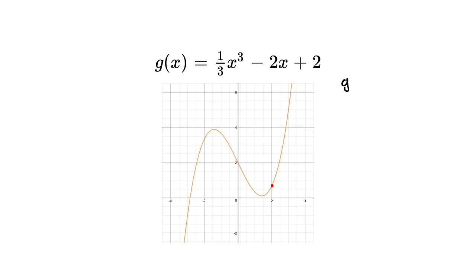g prime of x is equal to x squared minus 2. And we saw that our g prime of 2 is also equal to 2. That gives us our slope here, which is heading positive at a gradient of 2.